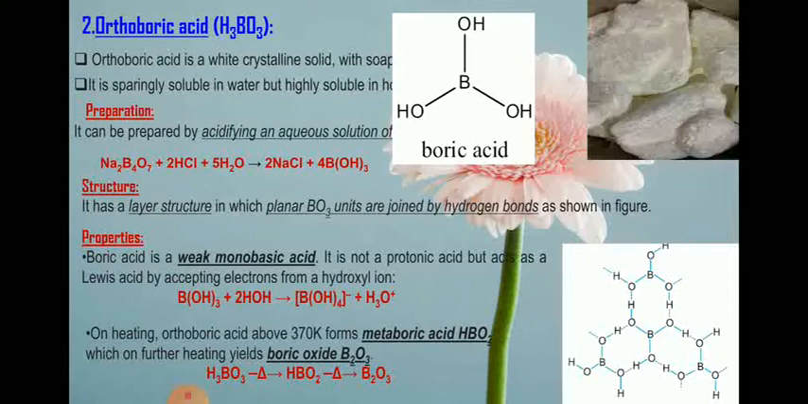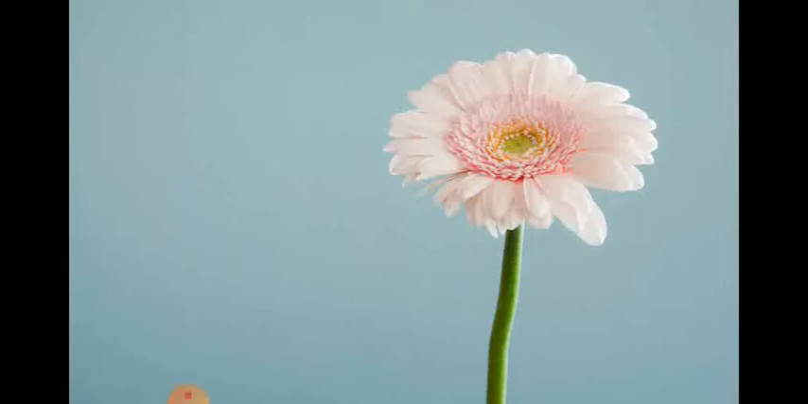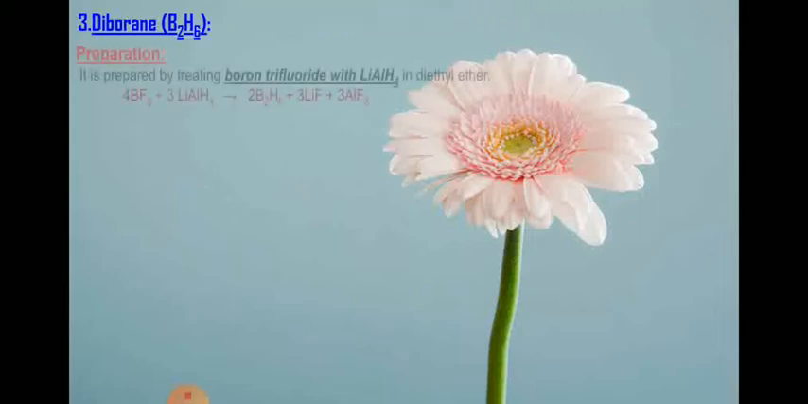Another property of orthoboric acid is that on heating this white colored crystalline solid above 370 Kelvin, it forms metaboric acid. Orthoboric acid is converted into metaboric acid HBO2, which upon further heating gives boron trioxide B2O3. Okay, preparation, structure, as well as few properties of orthoboric acid, another compound of boron.